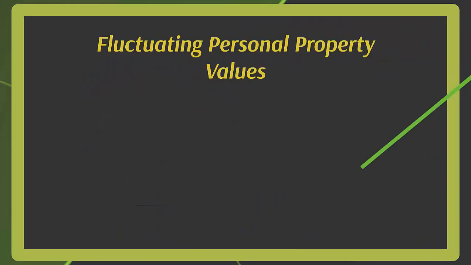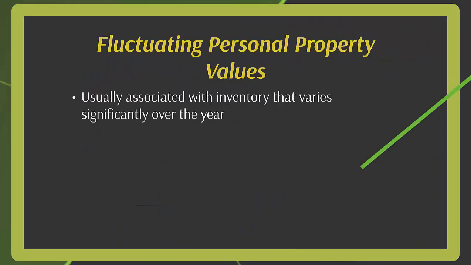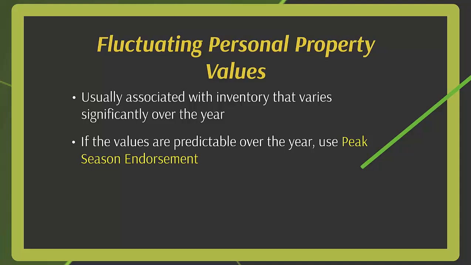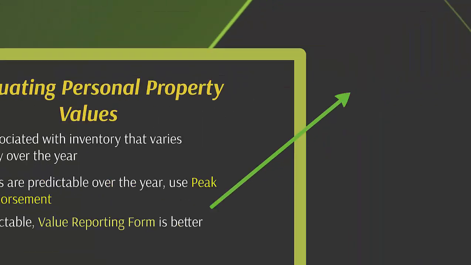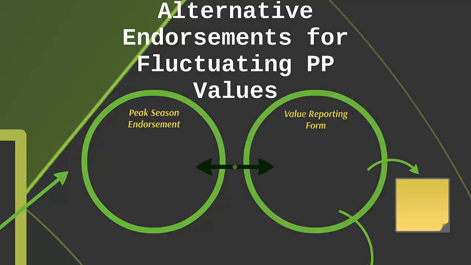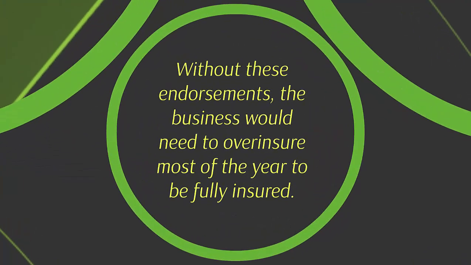Now let's look at fluctuating personal property values. These are usually associated with inventory that varies significantly over the year. If the values are predictable over the year, you would use a peak season endorsement. But if not predictable, a value reporting form is better. Let's look at examples of both. Let's start with the peak season endorsement, and then we'll look at the value reporting form. But let me make one comment before we look at these. Without these endorsements, the business would need to over-insure most of the year in order to be fully insured.